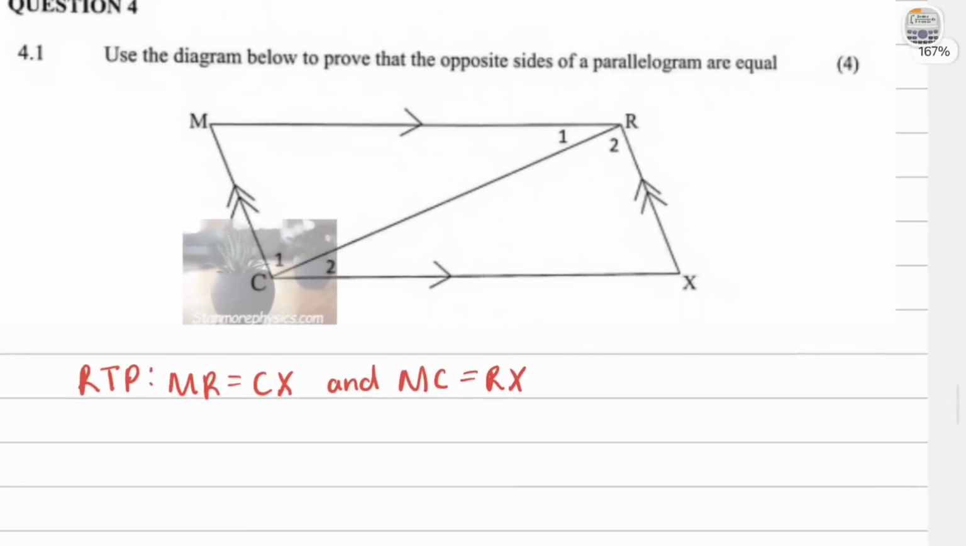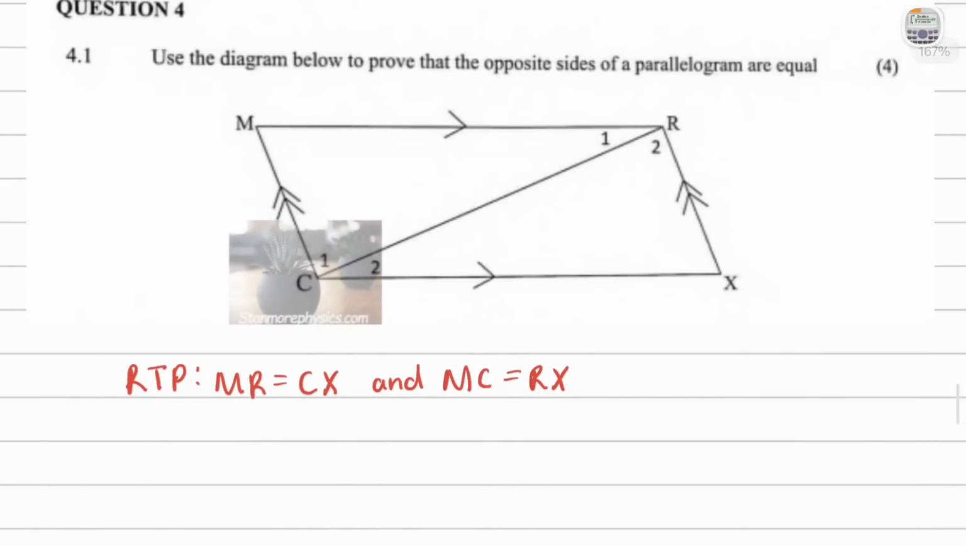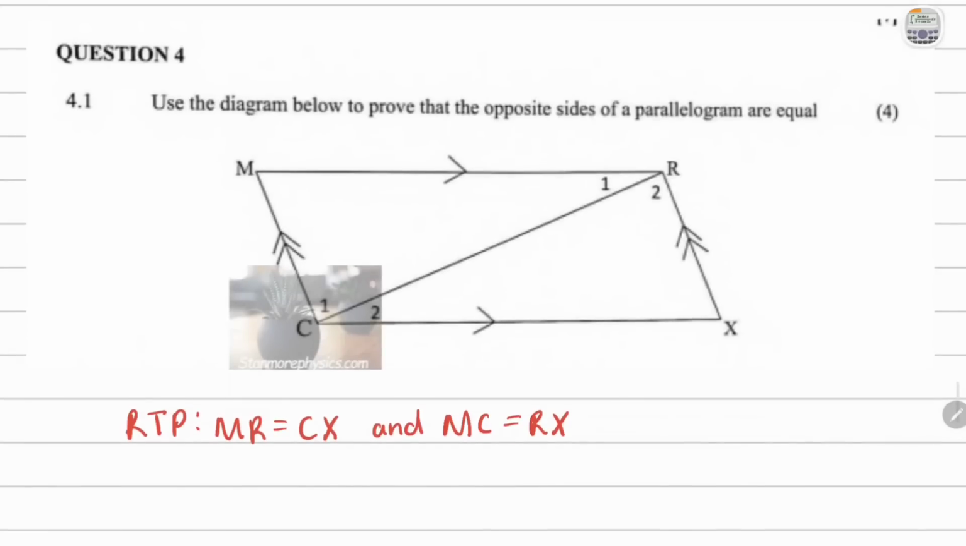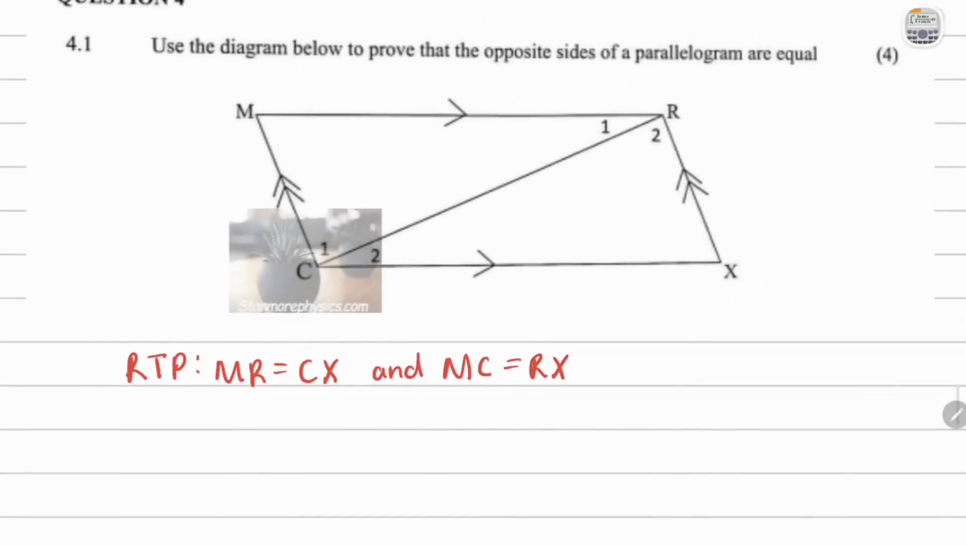Okay, how can we do that using what they have given us? Well, we have parallel lines. And what kind of angles can we find on parallel lines? We can find F-U-N angles. Okay, so corresponding, co-interior, and alternate angles. That's what we can find on parallel lines. And that's what we're going to do.